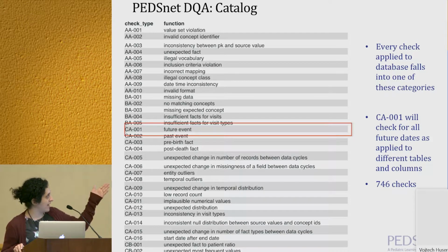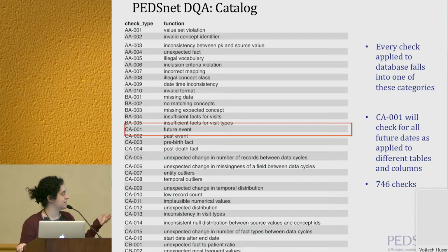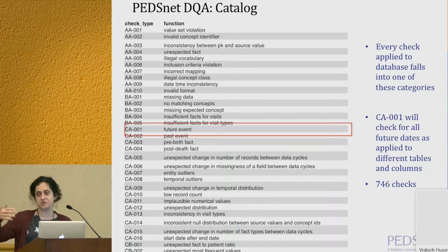I just highlighted as an example, there's nothing inherently important about the future event check, but that is something that we think is important to check, and then we apply that check to different fields, like visit start date, for example. If there's something like 20 years in the future, we would flag that. So we look at these different checks, think about how to apply them to the data model, set those thresholds, and then apply those checks in a systematic way every time we receive data from our participating institutions.